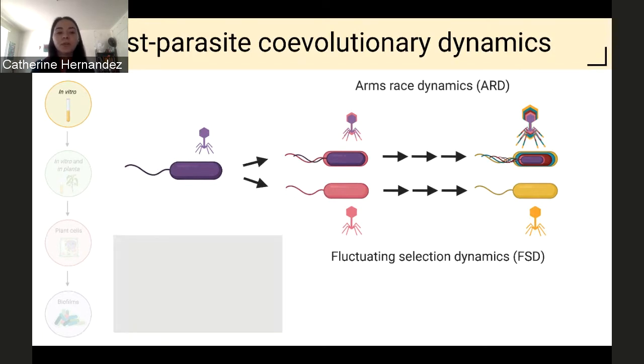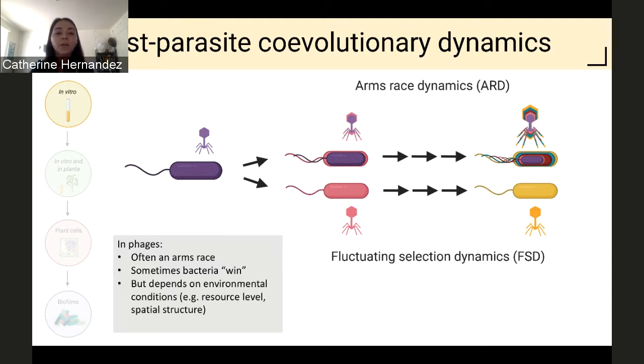And so what do we see when we actually do bacteriophage coevolution in the lab? We often see arms race dynamics, but sometimes the bacteria win. So they evolve resistance in a way that the phage can't counter-adapt and be able to infect, and then they just decay. But this also depends on environmental conditions, like I said earlier. So if you alter the resource level or whether you add spatial structure, this can also impact the dynamics. And it also depends on length of coevolutionary time.